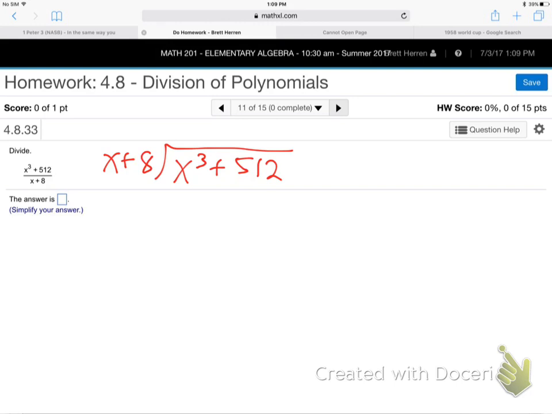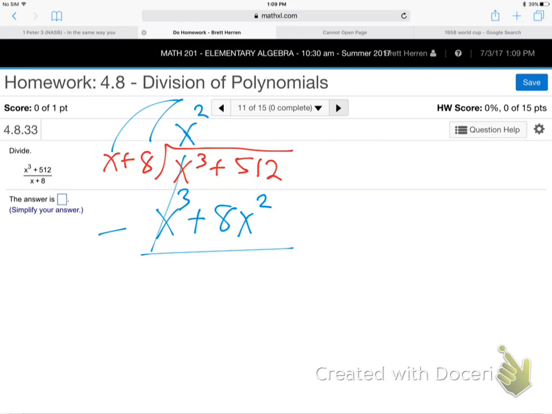How are we doing? So what goes up here? What up here times x will match x cubed? X squared, yeah. X squared. And then multiply both these and we'll get x cubed plus 8x squared. Good so far? Does that make sense? And then draw your line, subtract. These cancel.